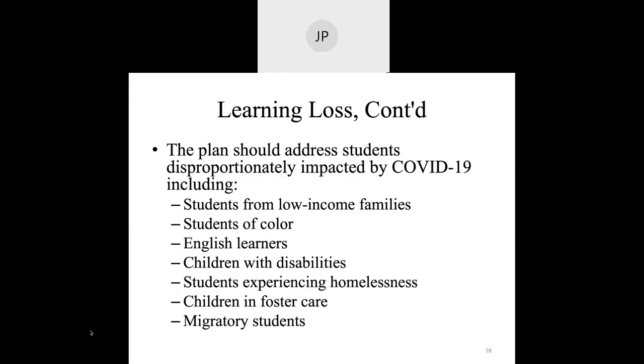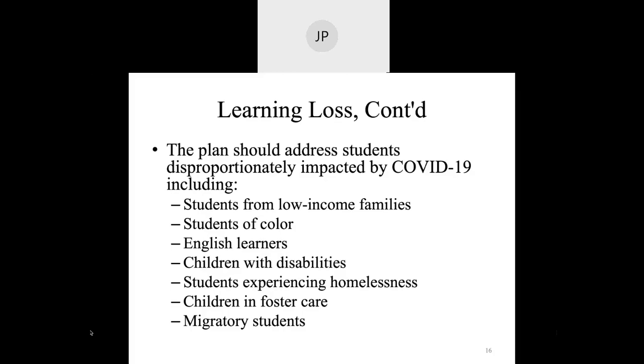Those students disproportionately impacted by COVID-19 could be students that have lost instructional time, students who have not been engaged, but also and should include students of our varying subgroups. So students from low-income families, students of color, our English learners or multi-language learners, children with disabilities, students experiencing homelessness, children in foster care, and migratory students.